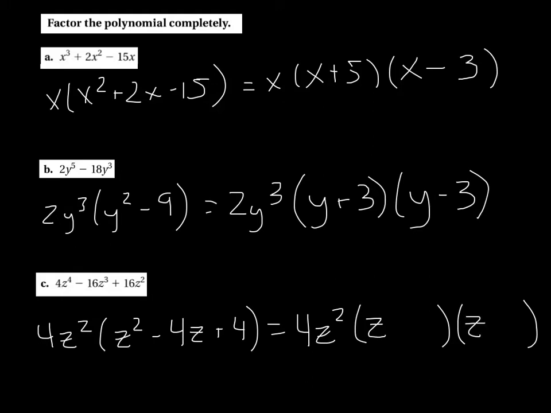Our 4 here is positive, but our 4 in the middle here is negative. So to get to positive 4 with a negative sign in the middle, we need a negative 2 and a negative 2. So this can also be rewritten as 4z squared times z minus 2 raised to the second power.